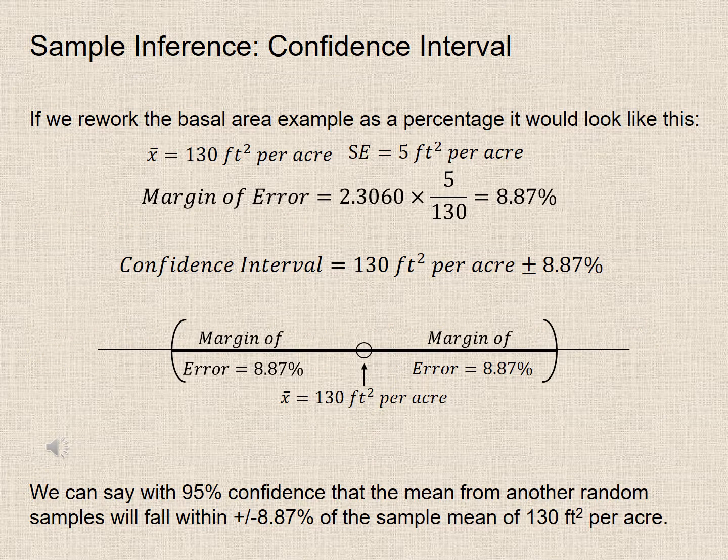If we were to rework the basal area example as a percentage, we would start with our sample mean of 130 square feet per acre and the standard error calculated previously of 5 square feet per acre. We scale this standard error by the sample mean and recalculate the margin of error by multiplying the t-statistic by our standard error divided by the sample mean. Our new margin of error is 8.87%. We would then report our confidence interval as 130 square feet per acre plus or minus 8.87%.